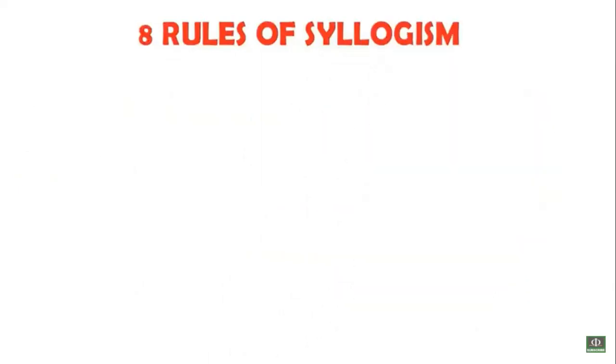It must be noted that all of the 8 rules of syllogism must be met or satisfied for the argument or syllogism to be valid. If at least one of the 8 rules of syllogism is violated, then the argument or syllogism is invalid.